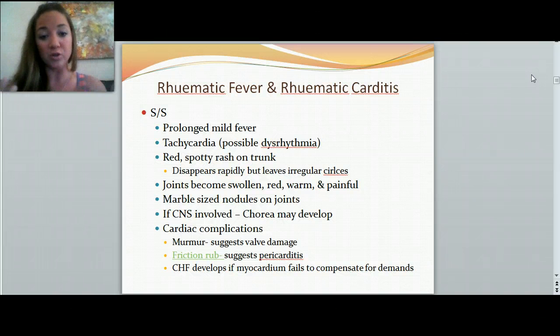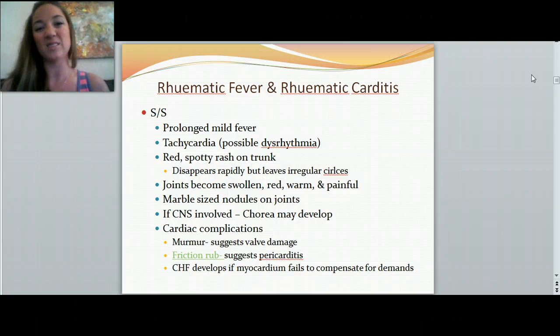If their central nervous system is involved, they might develop chorea. Remind me to show you what chorea is when we're in class, but it's spastic, uncontrollable, dancing, writhing-like movements, okay? And every class loves to watch me do chorea because I'm not afraid to show you. It's crazy looking. But it's a really sad central nervous system side effect that can come with rheumatic carditis. The cardiac complications, typically you're going to hear a murmur and you're going to hear a friction rub.